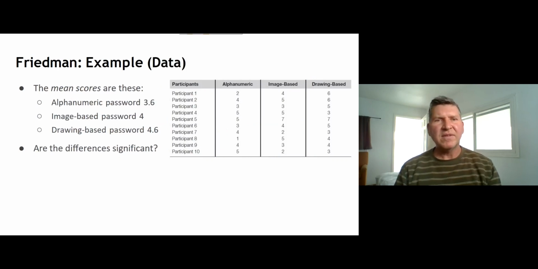If we do this, we get the following 3 scores as our means. Alphanumeric, we get 3.6. Image, we get 4. And drawing-based passwords, we get 4.6. And we're trying to see if these differences are indeed significant.